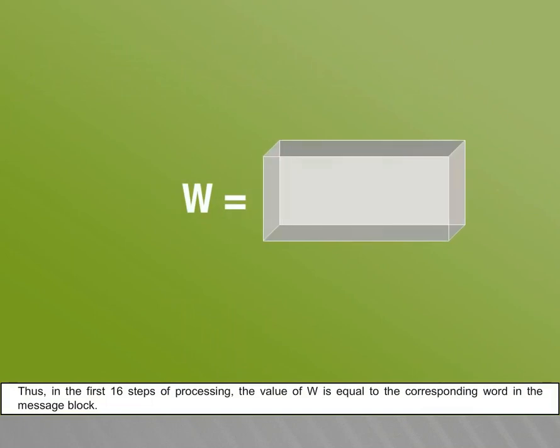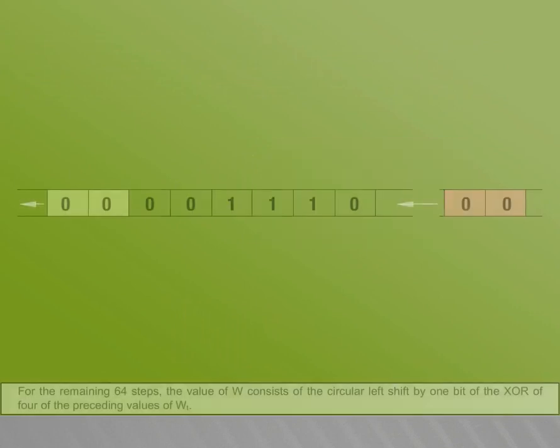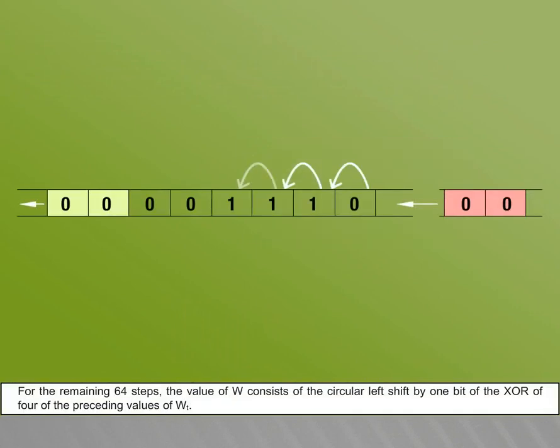Thus, in the first 16 steps of processing, the value of W is equal to the corresponding word in the message block. For the remaining 64 steps, the value of W consists of the circular left shift by 1 bit of the XOR of 4 of the preceding values of Wt.